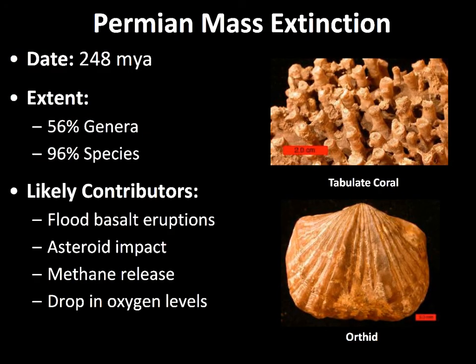And let's look at likely contributors. We have our two common players, flood basalt eruptions and asteroid impacts. But there's also papers that deal with things like large amounts of methane being released and drops in global oxygen levels. So there are a lot of other potential culprits for the end Permian mass extinction besides just flood basalt, supervolcanism, and asteroid impact. But those are the two that we're going to be focusing on because of the project that we do.